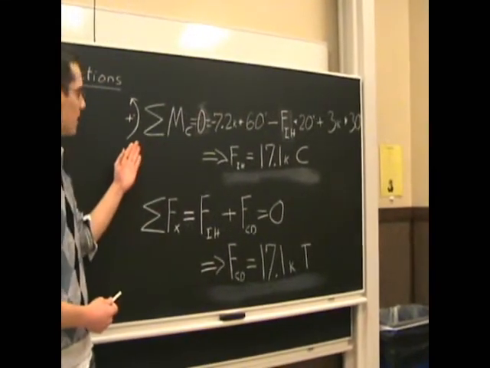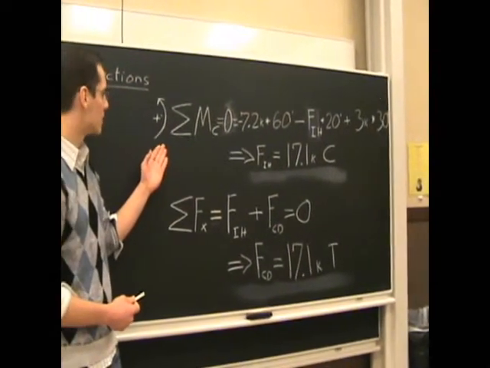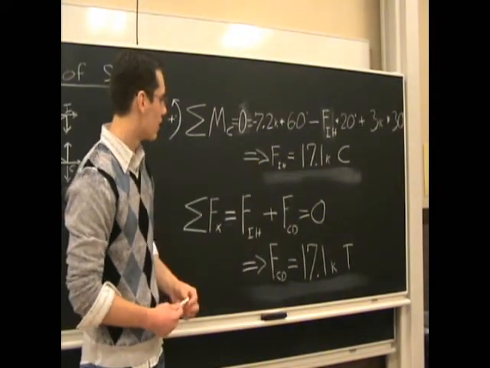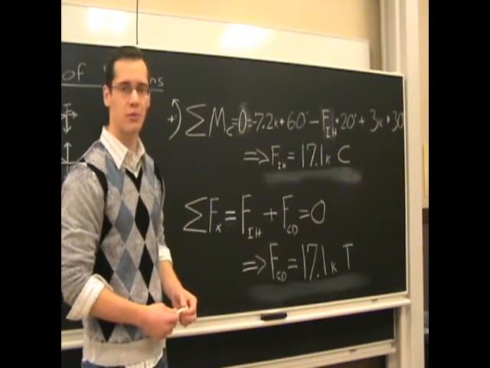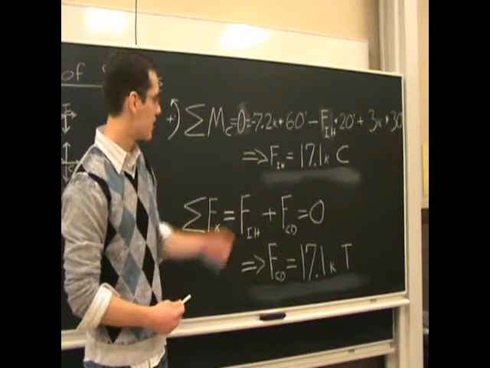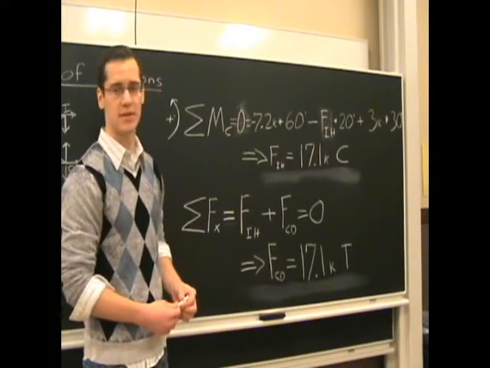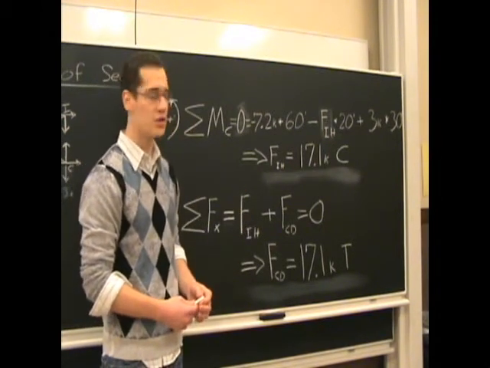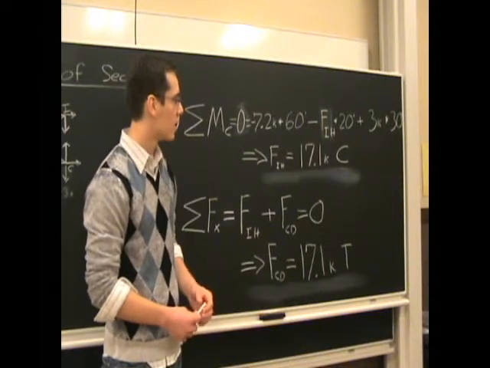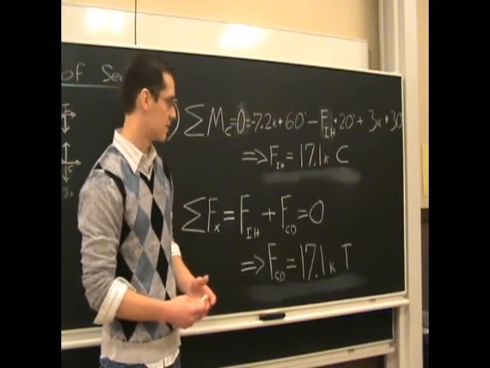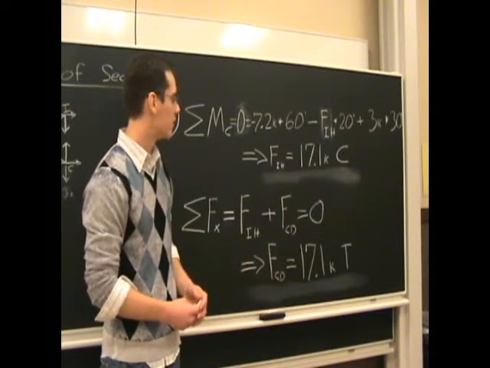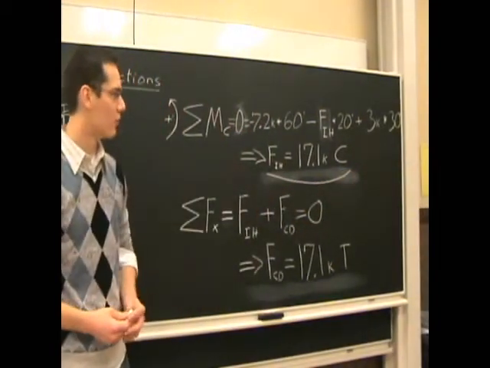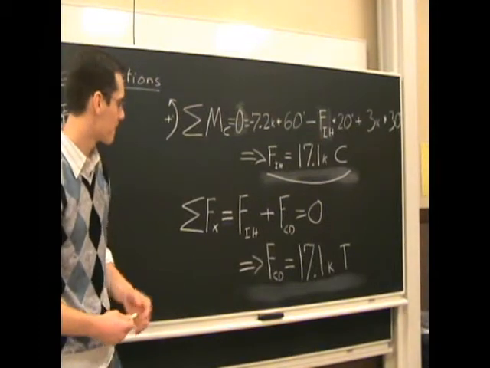Now we will be assuming that all counterclockwise moments are in the positive direction. We'll be starting with the force due to the reaction at point A, negative 7.2 kips times the 60 feet of the moment arm, minus the force of IH times its moment arm, plus the 3-kip force times its moment arm. And from there we can compute FIH as 17.1 kips in compression.